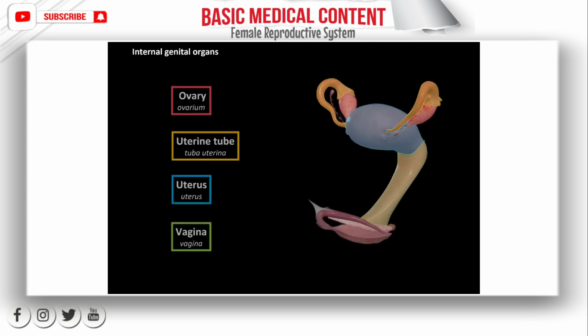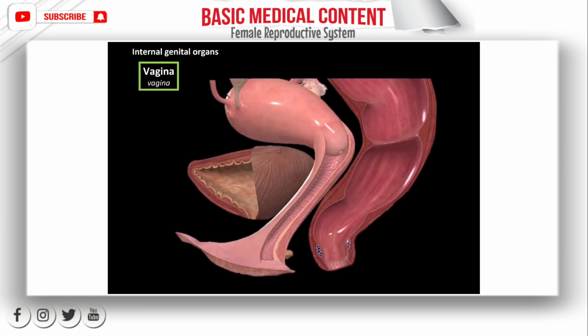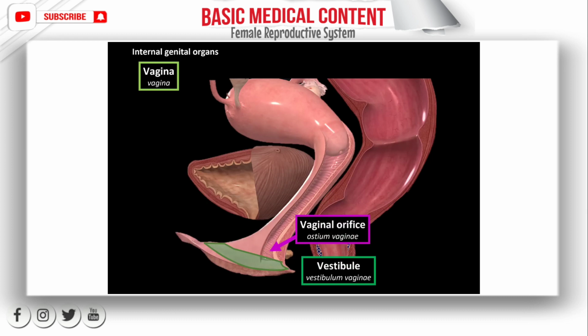Alright, 3 down. Let's quickly do the vagina, and then we will do the external organs. The vagina is a hollow muscular tube that serves as the terminal part of the female genital tract. It extends from the uterus to the external genitals and ends with the vaginal orifice, located within the vestibule of the vagina. Vestibule is just the space bordered by the inner lips.